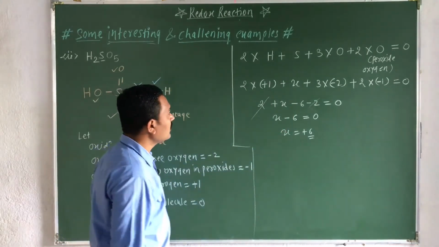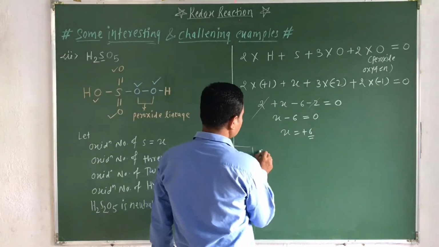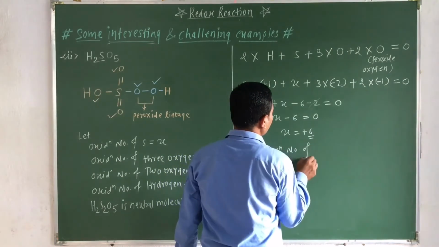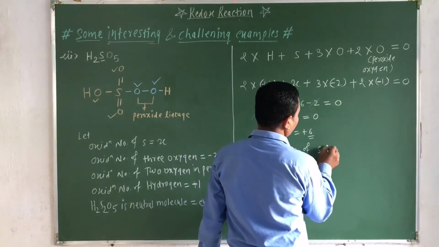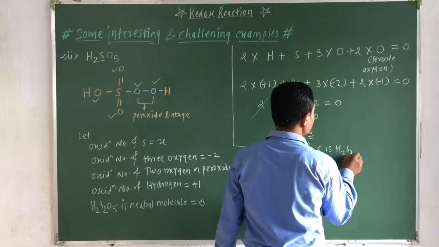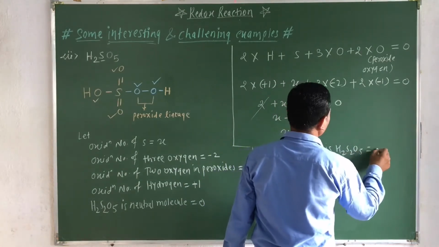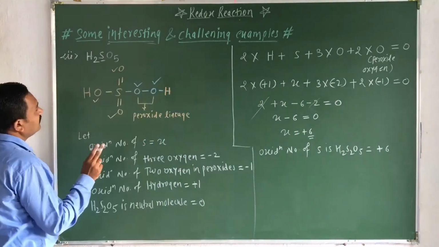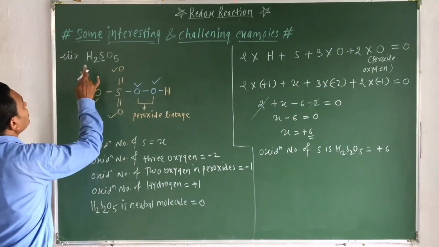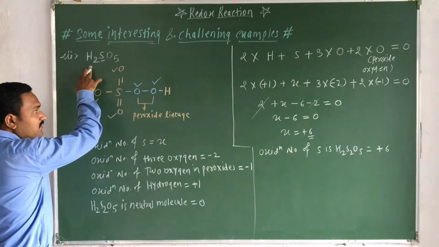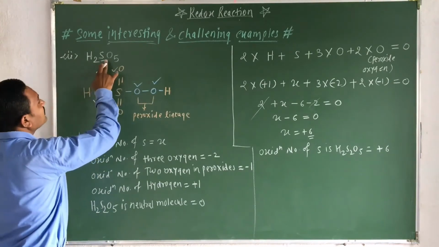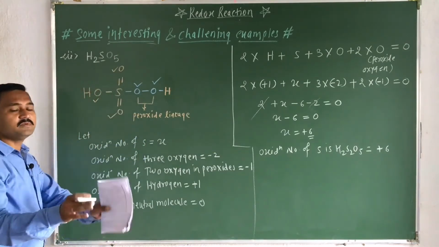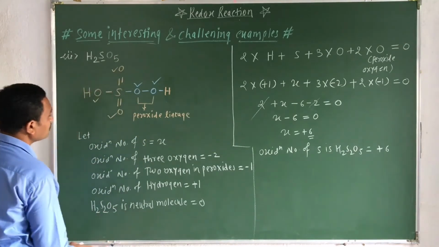So here again we are going to write the oxidation number of sulfur in H2S2O5 equals to plus 6. Now again you can do the tally. How you can do the tally? The oxidation number of hydrogen atoms, oxidation number of sulfur, and oxidation number of oxygen must be equal to 0, as it is a neutral molecule.